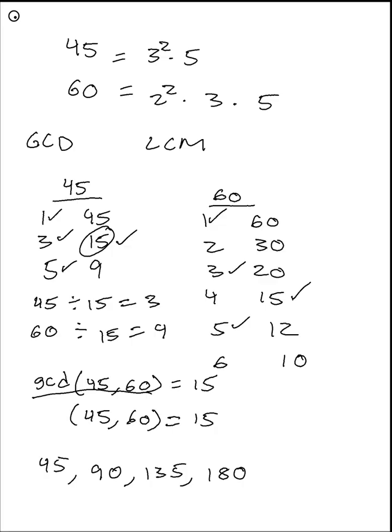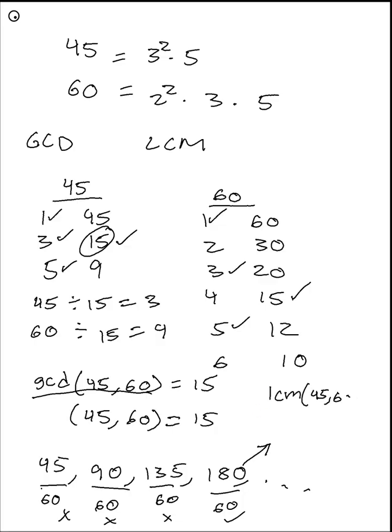Now that we've listed out some multiples, we can check if 60 divides into them. 60 doesn't divide evenly into this, nor does it divide here, but it does divide into this. From here, we can tell that 180 is the least number which 45 divides evenly into, and also 60 divides evenly into. So we can write LCM of 45 and 60 is equal to 180.